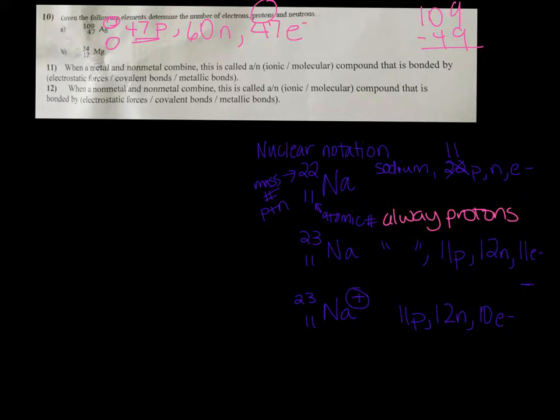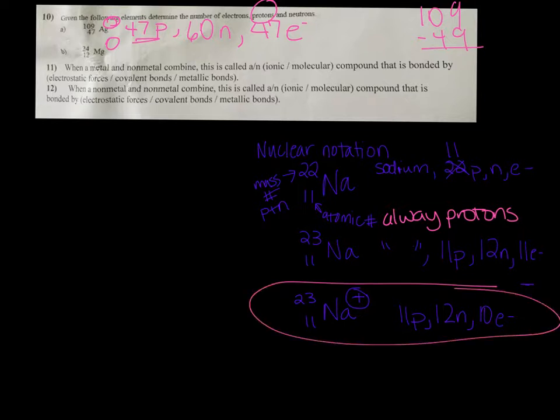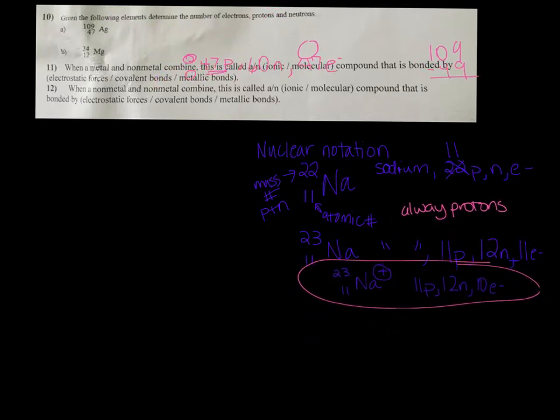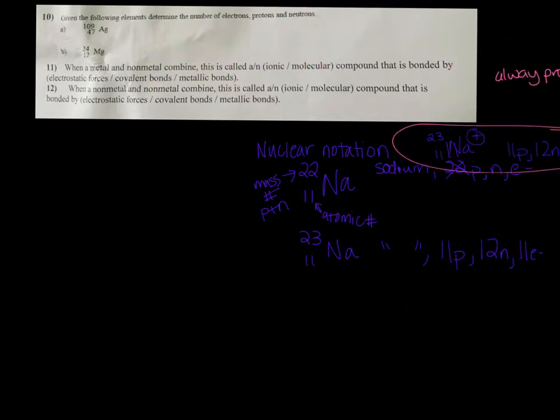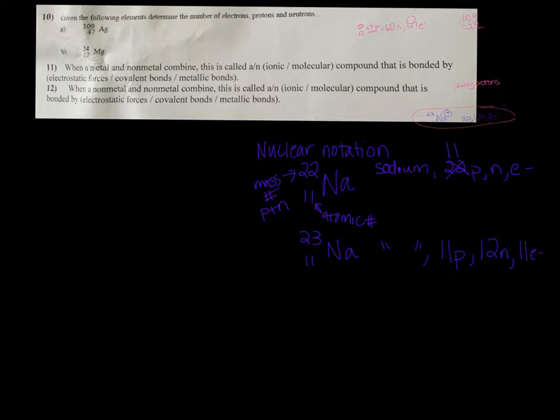If I would have given you a charge, then you do want to take into account doing what we did down here. Over here, I think you can handle the next one. So moving on, number 11. I'm just going to get this stuff off the screen for now, so we have some room. Number 11 says when a metal and a nonmetal combine, this is called an ionic or molecular compound bonded by blah, blah, blah. All right, so metal and nonmetal.